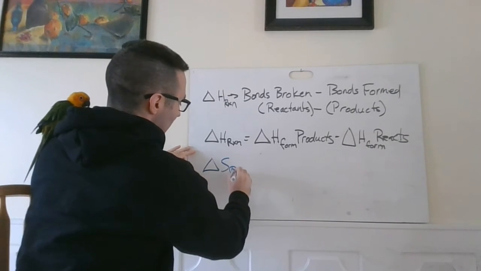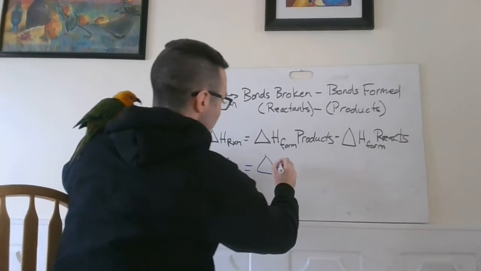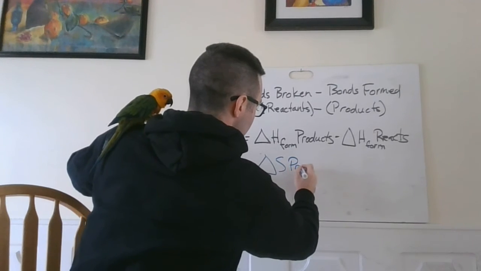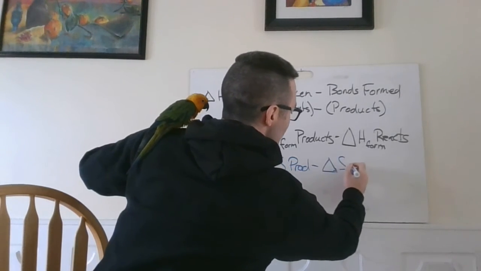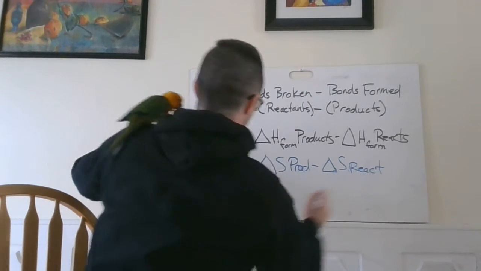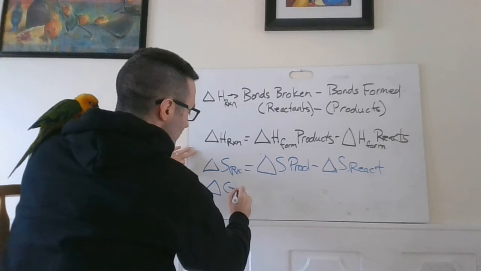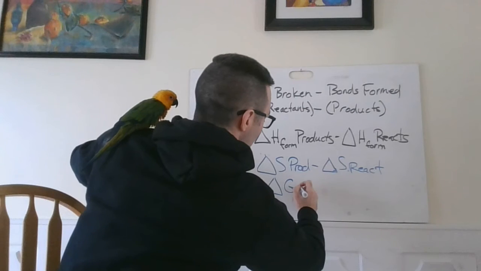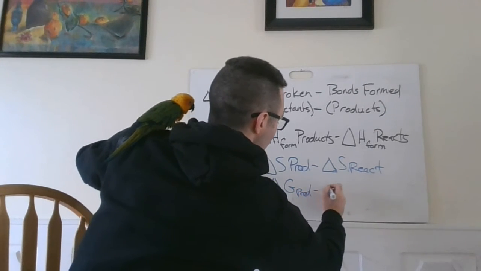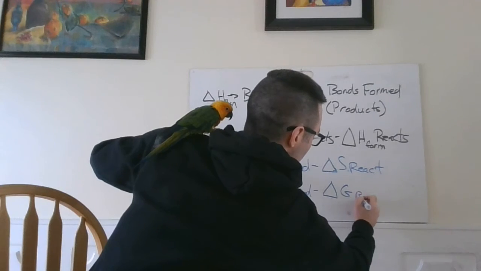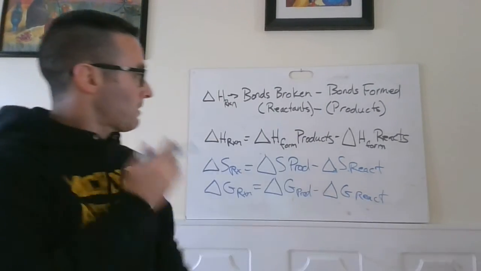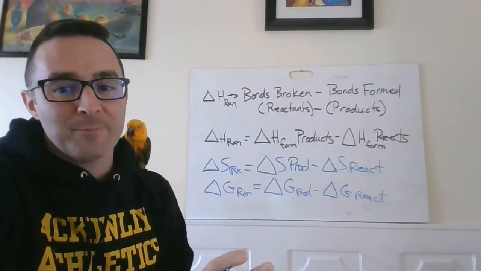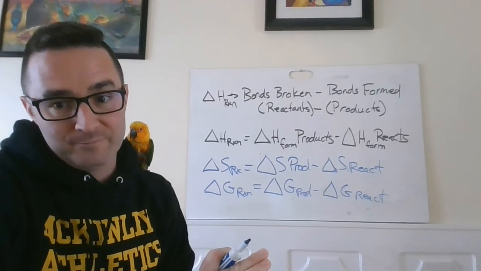For delta S for a reaction, it's going to be like your delta H. It's going to be the delta S for all of your products minus the delta S for all of your reactants. And the same thing for your delta G. They could give you a table that's going to be the delta G for all of your products minus the delta G for all of your reactants. So they could ask you for any of this. Just accept it and deal with it, okay?